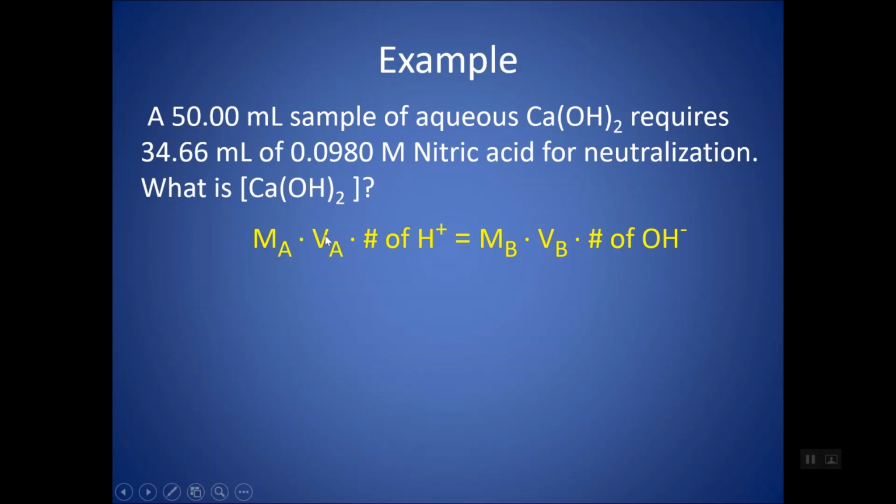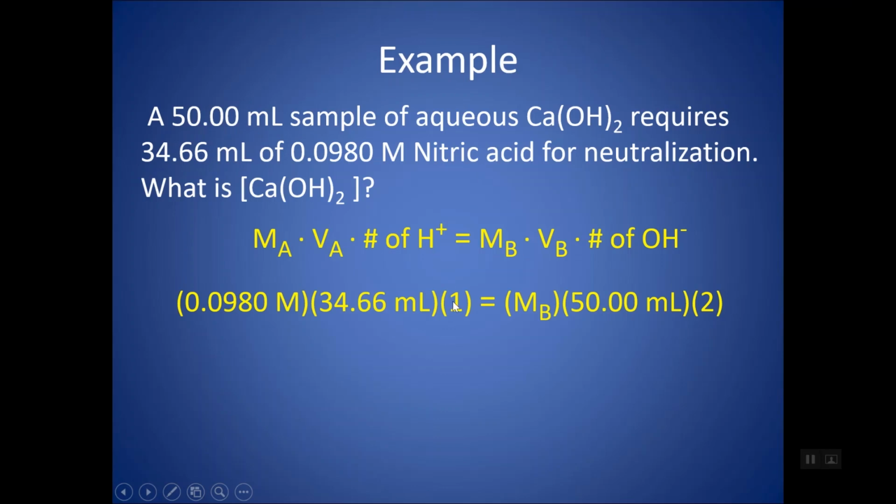And so the MA and VA is a way of moling out your acid, and then multiplying by the number of H's will turn it into the moles of H+. So if it's like H2SO4, you'd be multiplying by 2. And then the molarity times volume of the base gives you moles of the base. Multiplying by the number of OHs turns it into moles of OH-. So this equation comes from the fact that the moles of the H+ have to cancel out with moles of OH-.